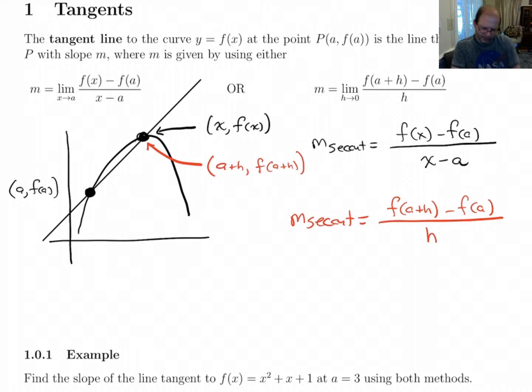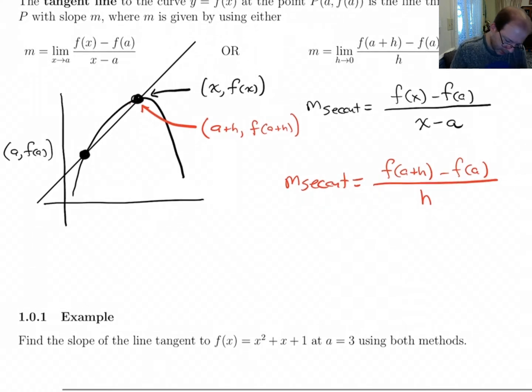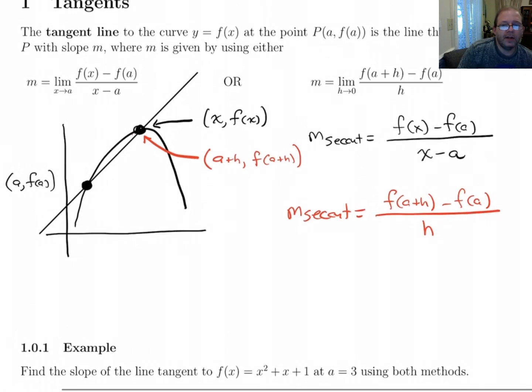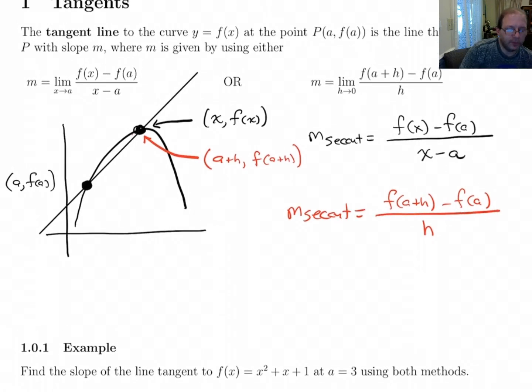All right, let's look at an example. For this example, find the slope of the line tangent to this curve at a equals 3 using both of these methods. So really, what we're doing is taking this function f of x and plugging it into this formula here.